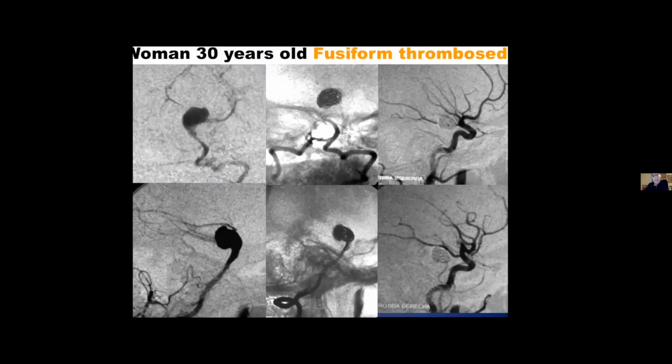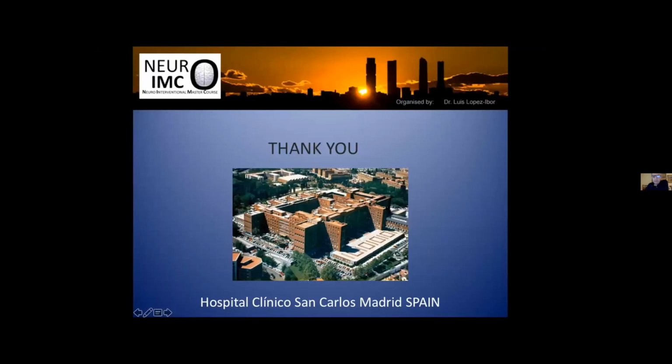And the final case is another dissecting aneurysm on the distal part of the basilar trunk, 30-year-old. I decided to treat it with total occlusion of the aneurysm and the basilar artery with the collateral circulation. Okay, thank you. I present this particular case to open the discussion of this complex type of aneurysm. Thank you.